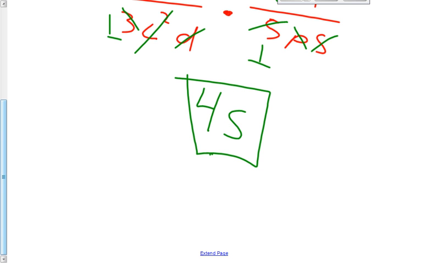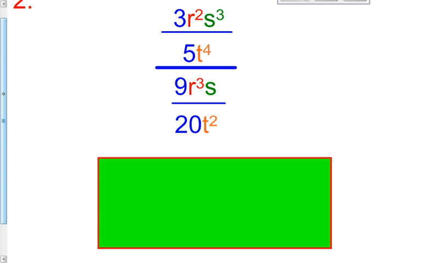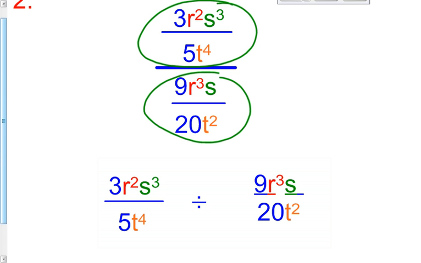If you want to, you can pause the video, try the rest of them on your own, see how well you come up, and then maybe you could just fast forward through some of the work that I go through and see if you could check your answers and make sure that they're all the exact same as mine when you're all done. So this one is another way of writing a fraction. It's the same as having this be the fraction on the left divided by this fraction on the right. As you can see, that's what I have under this green box right here. The 3r squared s cubed divided by 5t to the 4th is the one on the left, and the 9r cubed s divided by 20t squared is the number on the right. So that's just a different kind of notation.